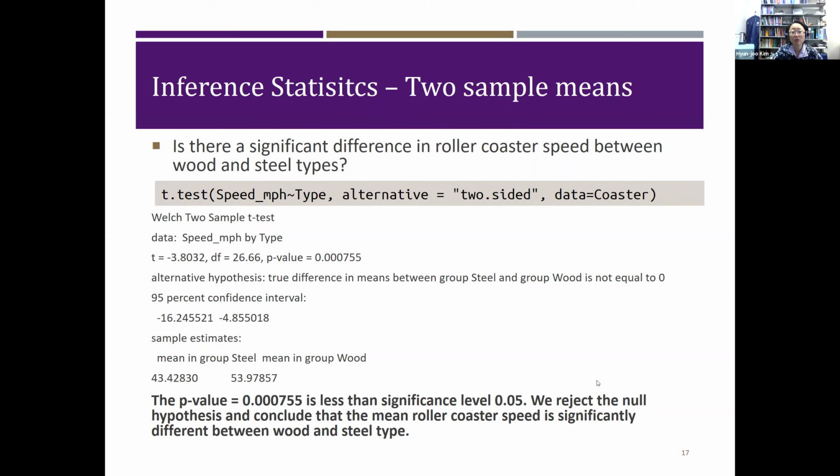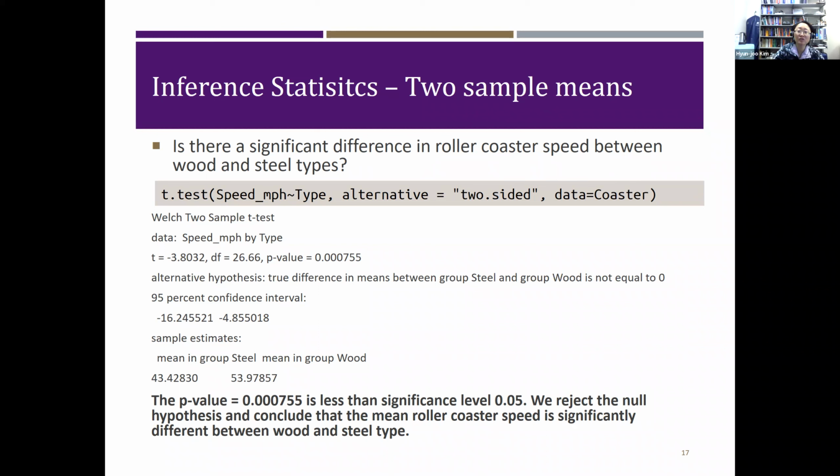The p-value of 0.000755 is less than the significance level 0.05. We reject the null hypothesis and conclude that the mean roller coaster speed is significantly different between wood and steel type. Here is one pro tip.